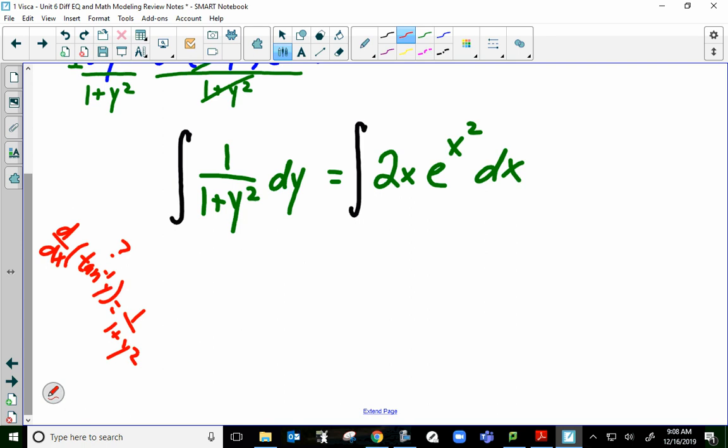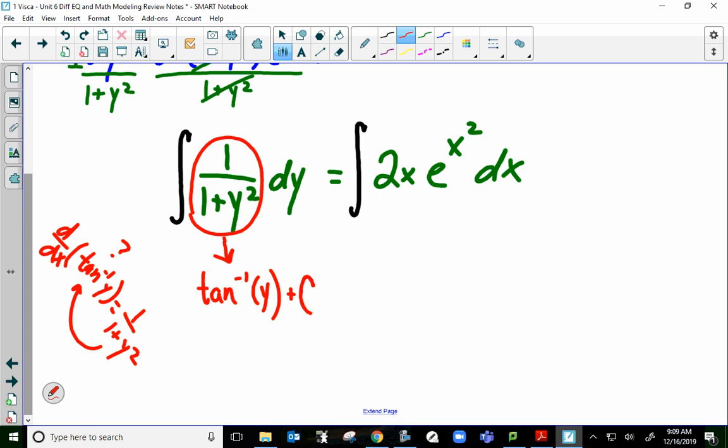So if I'm going backward, boom, this is a rule. There is no algebra you need to do here. It is knowing the rule: tan negative 1 of y, and we do not have bounds, so we always put our plus c. If you know your rules, it's easy. Okay? Second thing here. Ew.